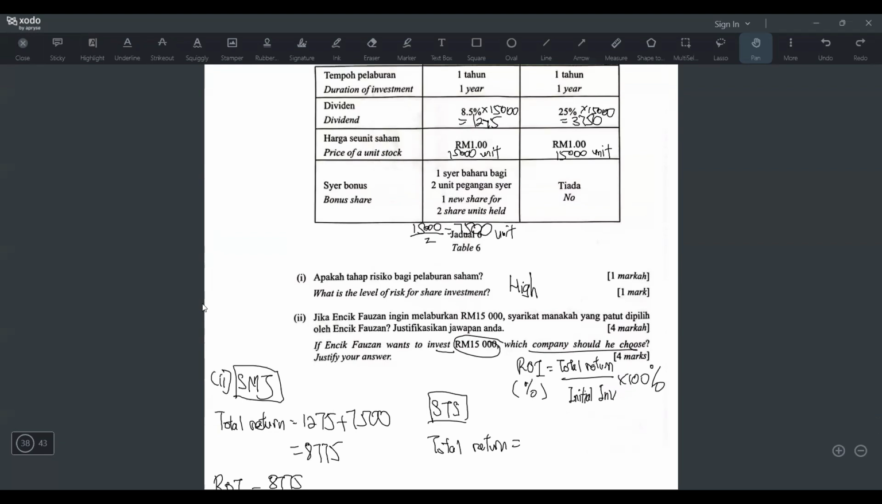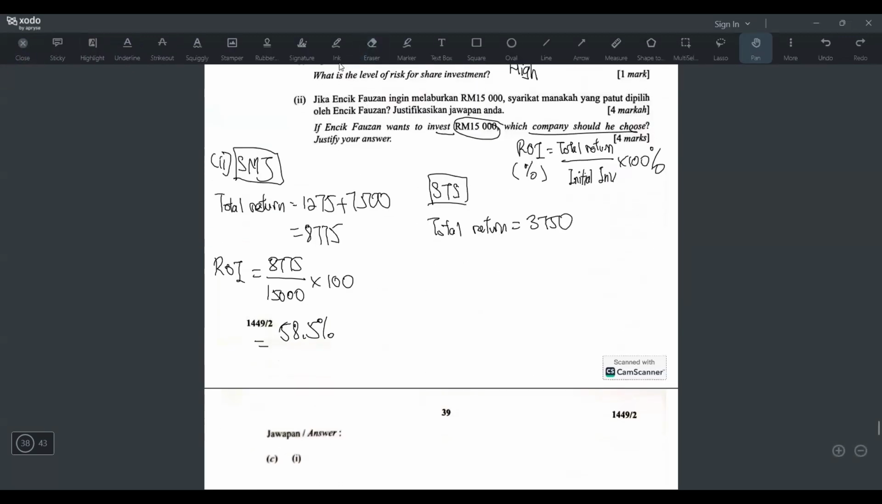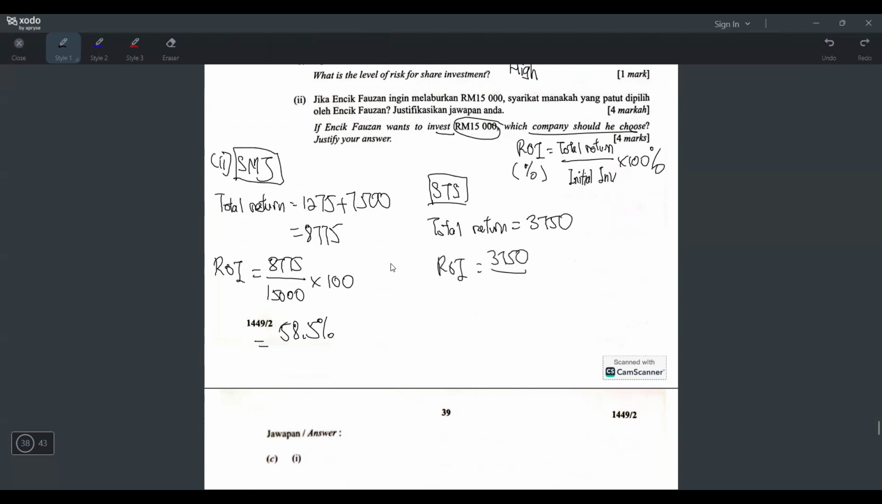Okay, but if he got sell, then you need to take the selling price minus buying price to get the return lah. But they never sell, so just take the dividend and the bonus. Okay, and for this syarikat no bonus, so it's just ini saja dia punya return, satu saja. So now you can straight away do the ROI already. So the ROI is 3750 divide with the initial investment, which is 15,000 also, times 100. Okay, so when you tekan this, you will get the answer. Divide 15,000 times 100. Okay, the answer is 25, right?